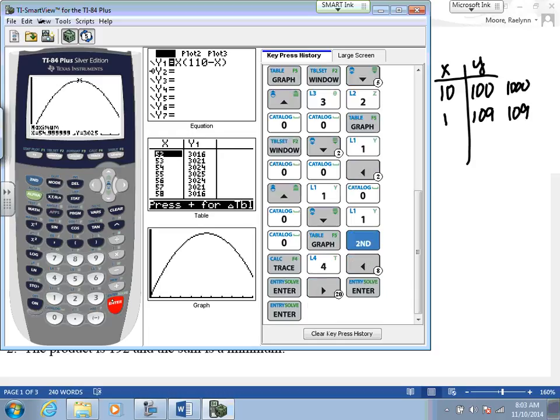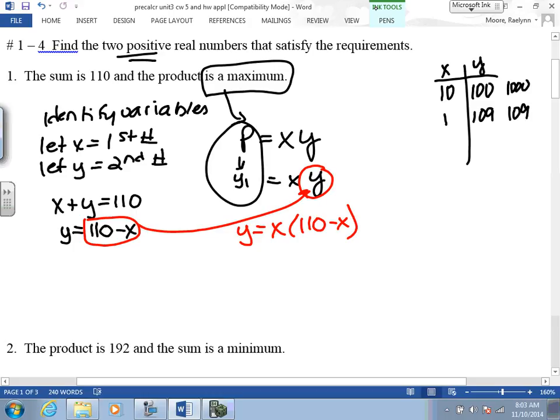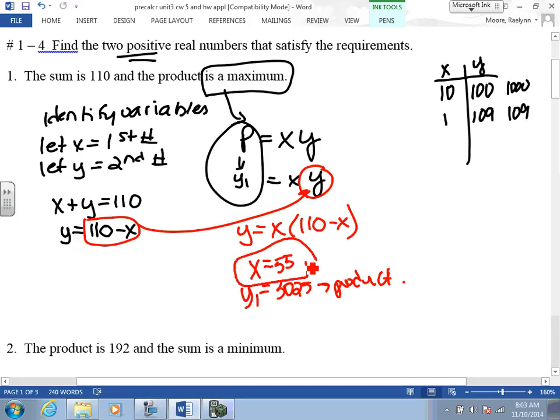So even though it says 54.99999, that's really 55. And that's not your y number, that's your product. So remember these two numbers. X is equal to 55, and your y1 was 3,025. This is your product of your two numbers. This is your x number.